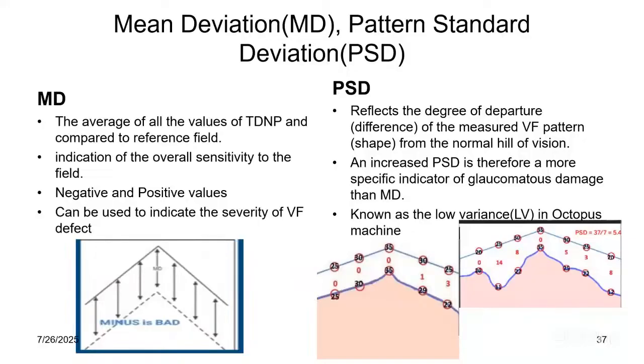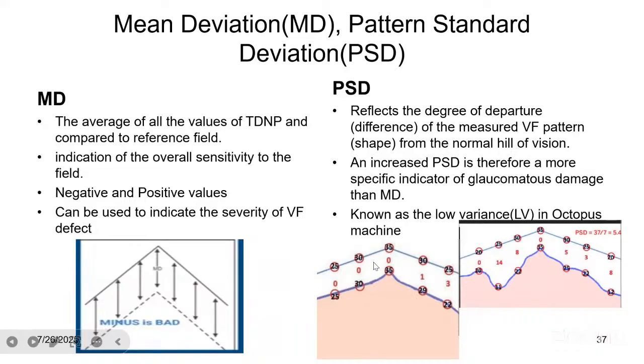for that particular patient's age group. While the pattern standard deviation reflects the degree of departure of the measured visual field pattern from the normal field of vision. As we can see from this diagram, the upper values refer to the age control for that age, and then we can see that of the patient that has been measured, while the middle red ones refer to the standard deviation from the normal.